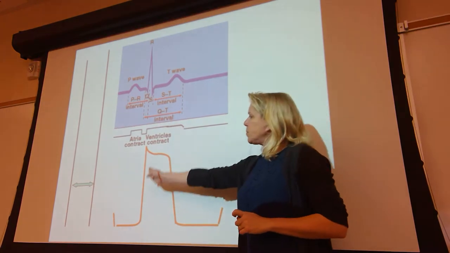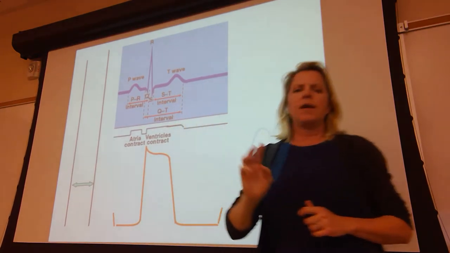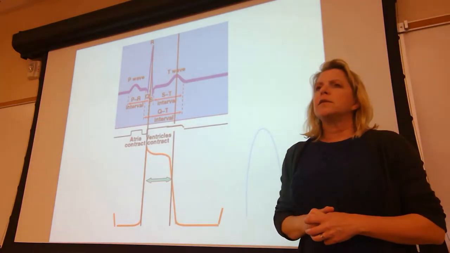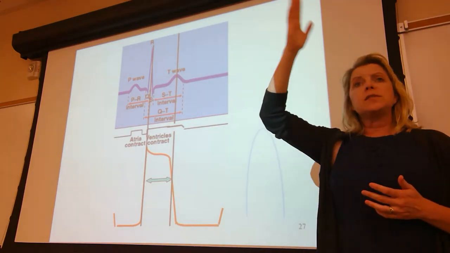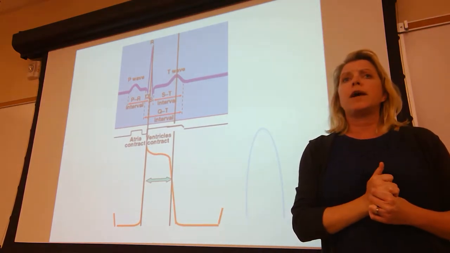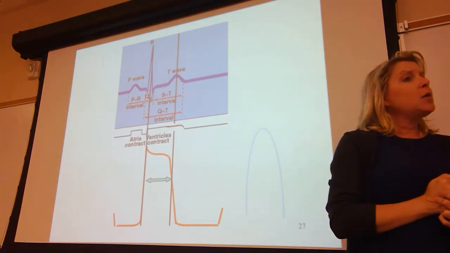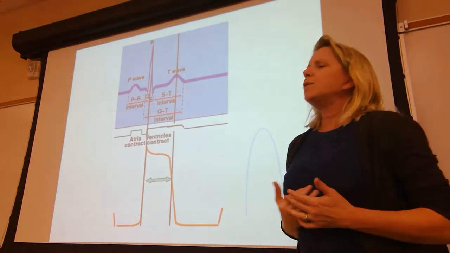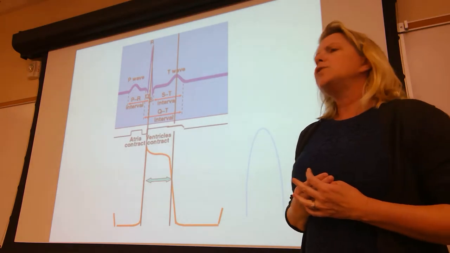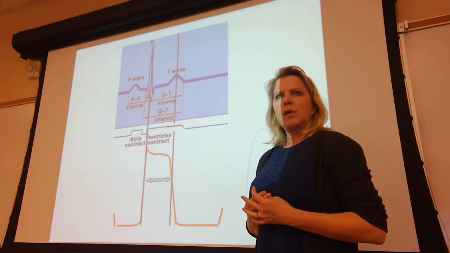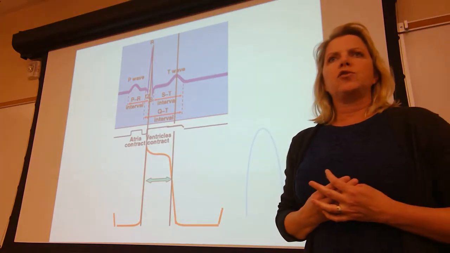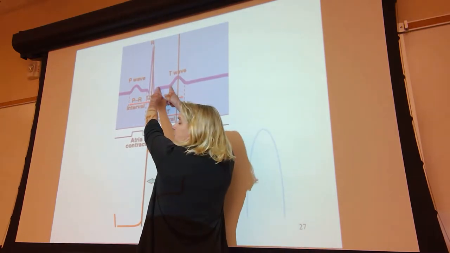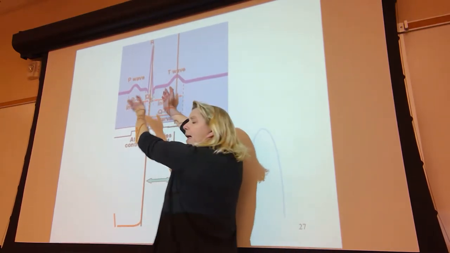I am trying to superimpose this action potential to the events of the EKG. So when you see the R, that is roughly when you would see phase zero of the action potential of a contractile cell. When you see the T wave, the peak of the T wave, that is when the contractile cells are actively repolarizing. And notice phase two, the plateau phase. Where is that on your EKG? Phase two is happening during the ST segment, a flat line.